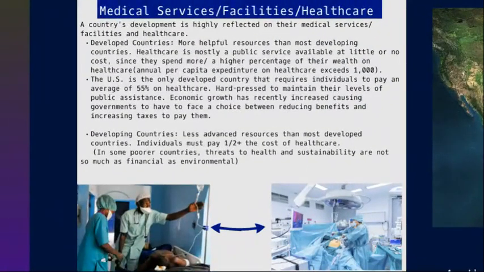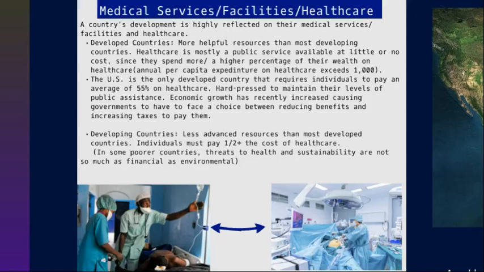A country's development is highly reflected in its medical services, facilities, and healthcare. Developed countries have more healthcare resources than most developing countries. Healthcare is mostly a public service available at little or no cost, since they spend a higher percentage of their wealth on healthcare. Annual per capita expenditure on healthcare exceeds $1,000. The United States is the only developed country that requires individuals to pay an average of 55% of healthcare costs.